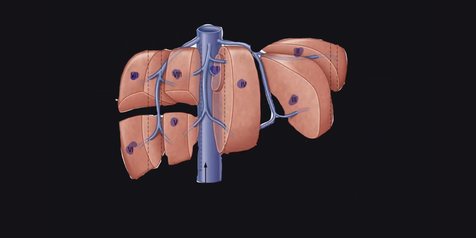Now let us look at the segmental distribution on this diagram. This diagram is much more clear. So I'm going to draw the vein right here. For example, if this is the vein, there is going to be a medial branch that is going to supply the fifth and the eighth, and then there's going to be a lateral branch that's going to be supplying the sixth and the seventh.